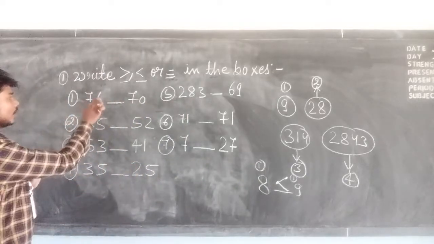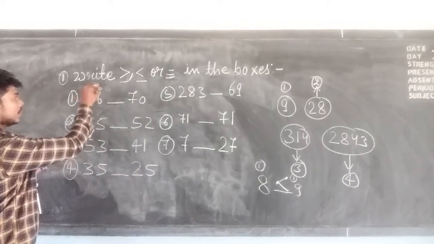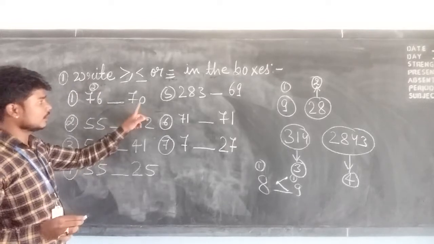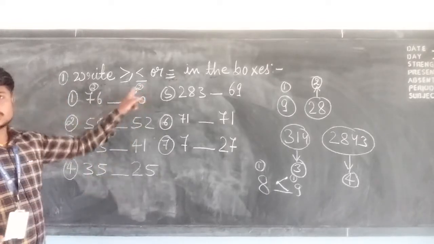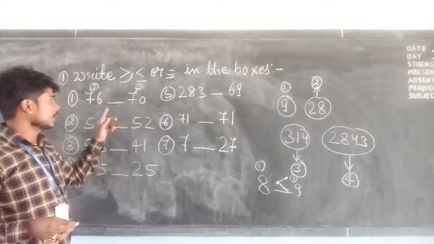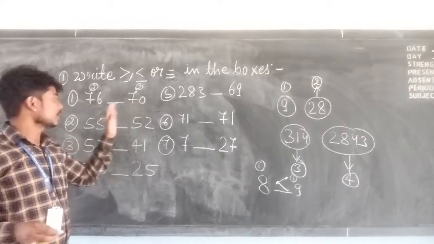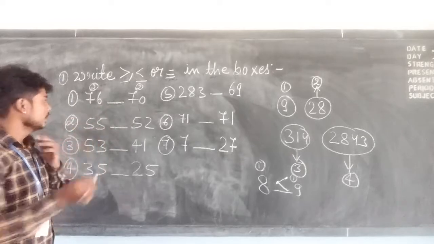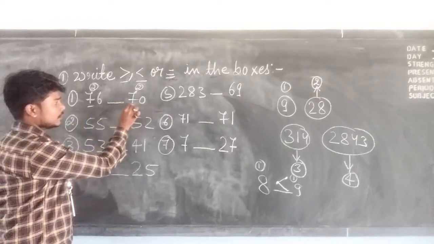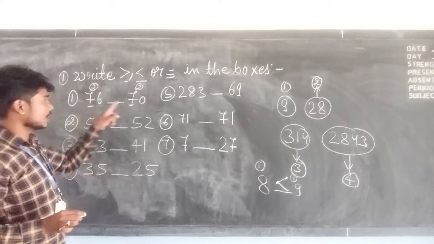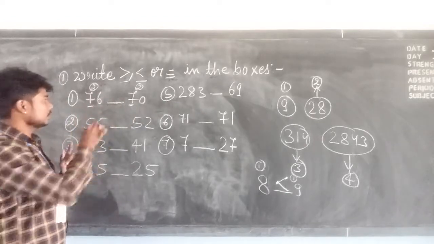See, 1, 2. How many digits are there? 2. So write here 2. Again here also 1, 2. It is a 2 digit number. Now both are 2 digit numbers. Then what do we have to check? We have to check the numbers given. See, the number in the tens place is 7. Here also the number in the tens place is 7. Both are the same. Now check the number in the unit place.